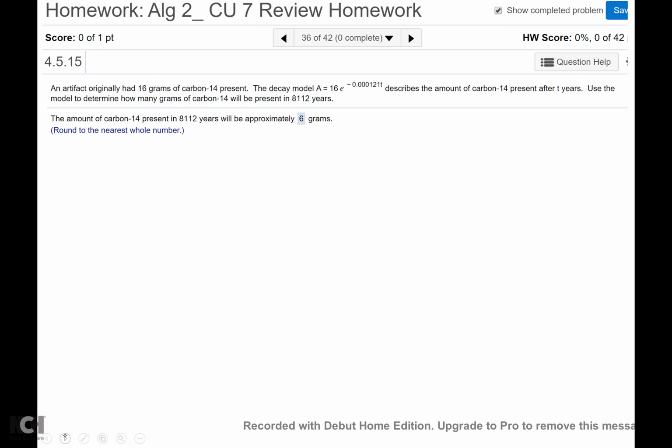Alright, 36. An artifact originally had 16 grams of carbon-14 present. The decay model, A equals 16e to the negative 0.000121t, describes the amount of carbon-14 present after t years. Use the model to determine how many grams of carbon-14 will be present in 8,112 years. So they're giving me t. So the amount that will be left is 16e to the negative 0.000121 times 8,112 years.